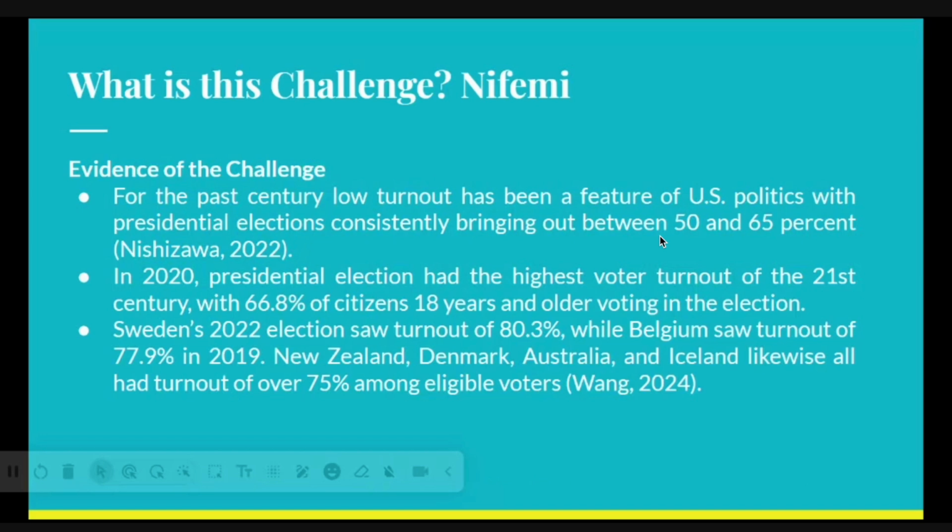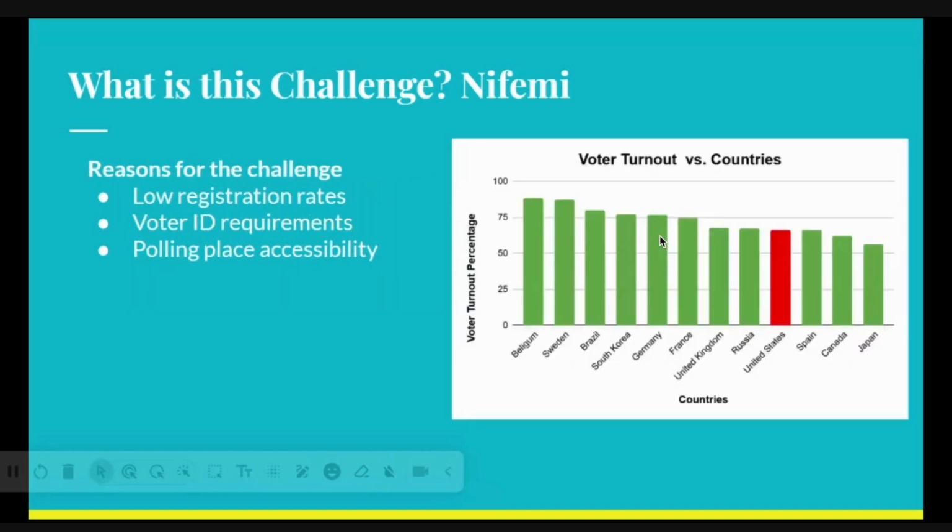When compared to countries like Sweden, Belgium, New Zealand, and Denmark, we can see that the United States is nowhere close to the turnout in those countries, with Sweden having an 80.3% voter turnout in 2022.